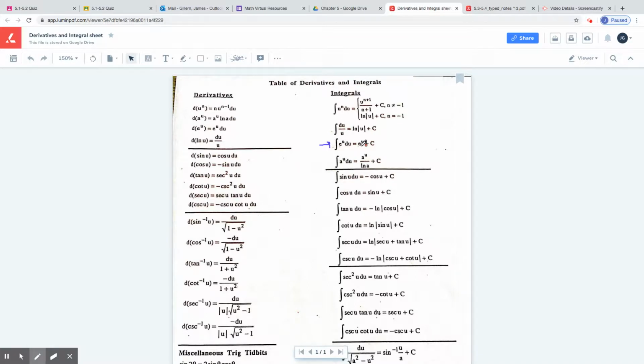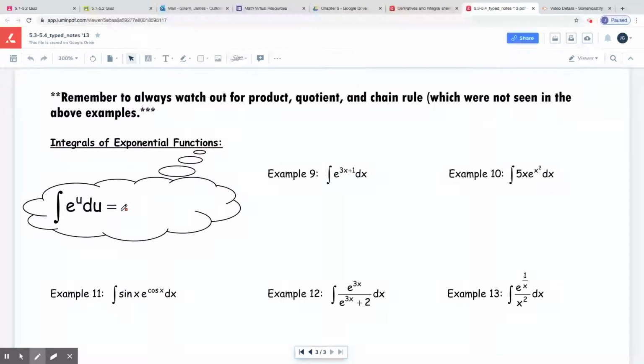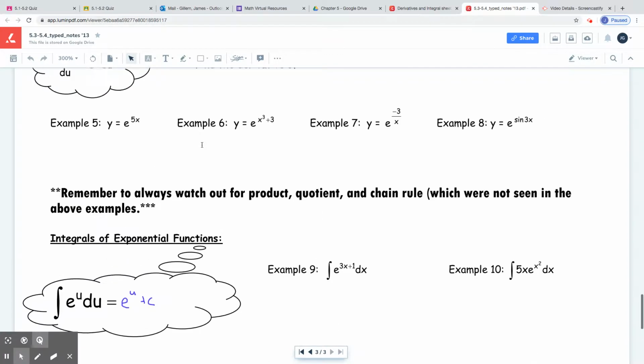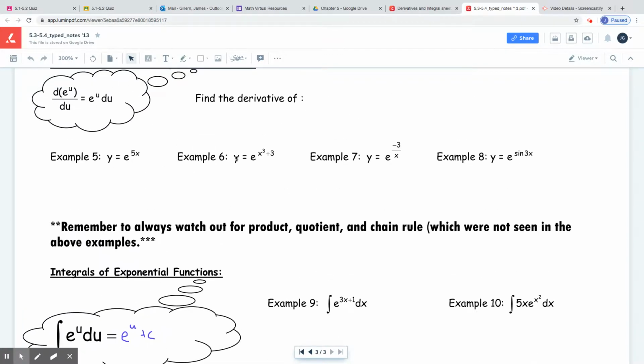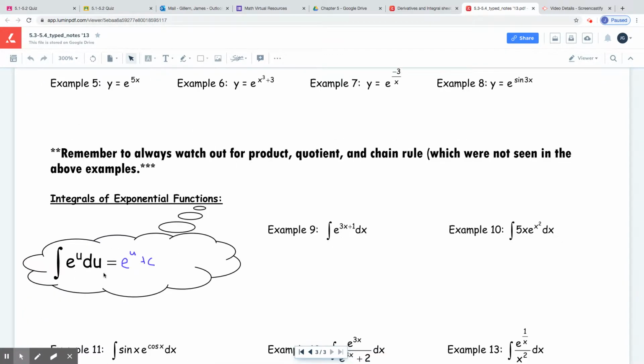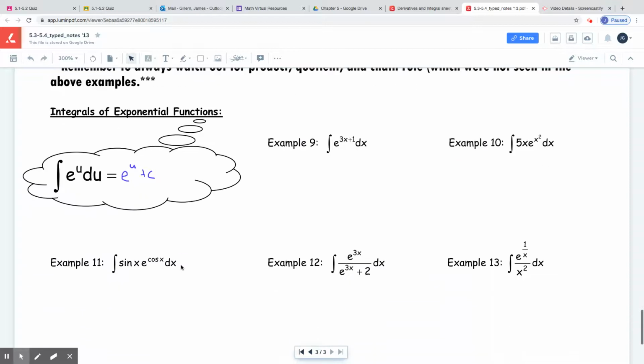E to the u du is e to the u plus c. It's e to the u plus c, which makes sense because the derivative of e to the u was e to the u du, which means the integral of e to the u du should be e to the u. All right. So if you see e, make u the exponent.